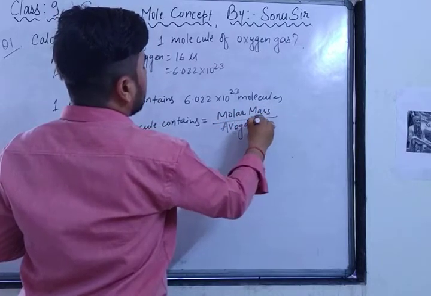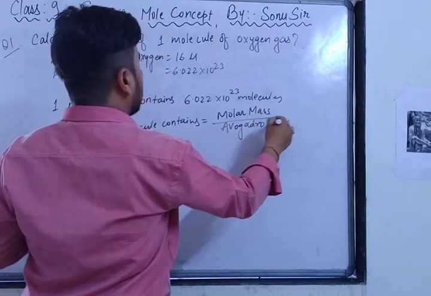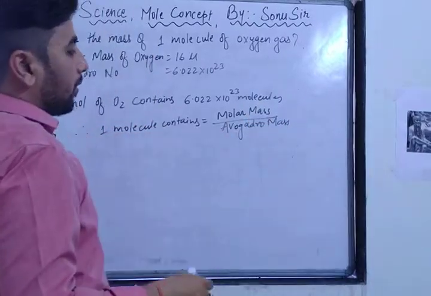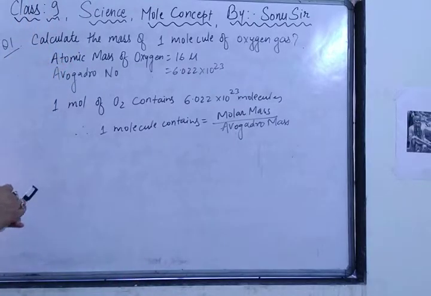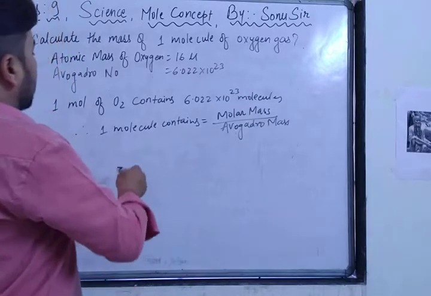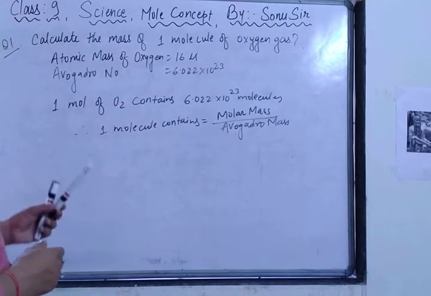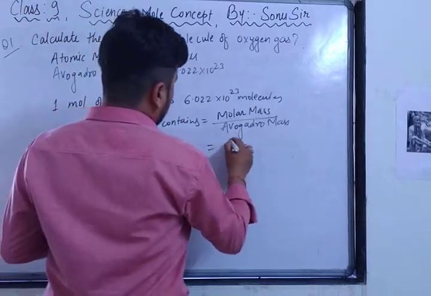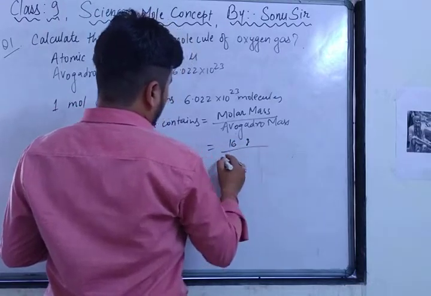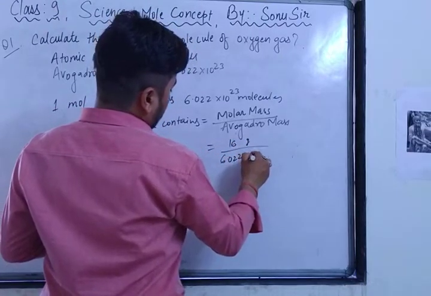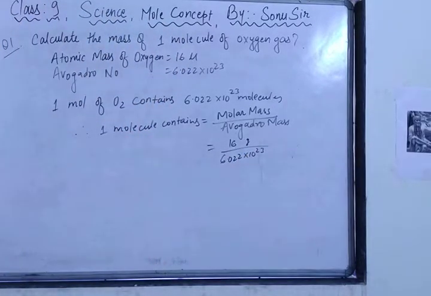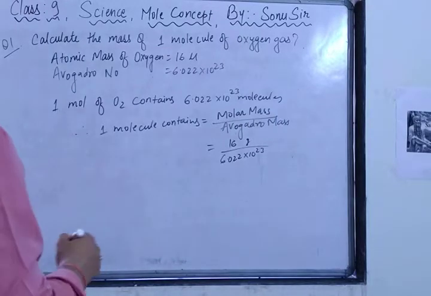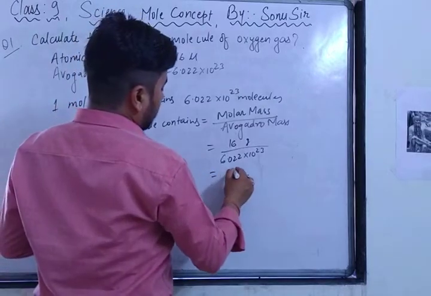What is molar mass? Molar mass means any element or molecule whose atomic mass is represented in gram is called molar mass, and Avogadro number is 6.022 into 10 to the power 23. So can you tell me what will be the molar mass of oxygen here? Molar mass of oxygen will be 16 gram, right? 16 gram. And what is the Avogadro number? 6.022 into 10 to the power 23. Can you tell me what will be the result of 16 divided by 6.022? It's very easy. 5.31. You can divide it. 5.31.